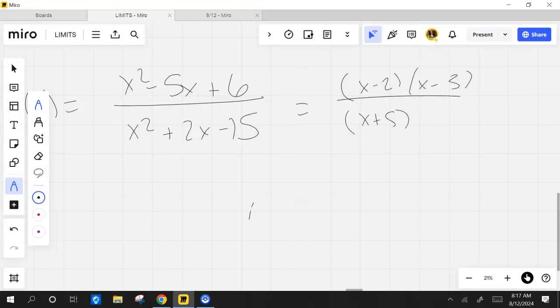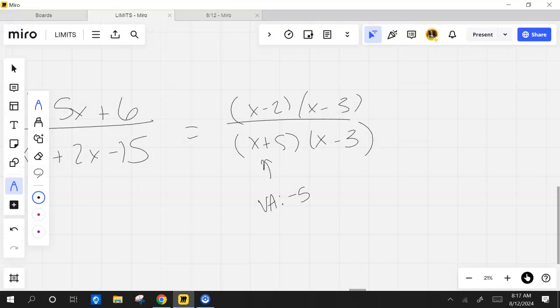The point of this is, do you understand the difference in a hole and a vertical asymptote? Here there's a hole at 3, but there's a vertical asymptote where? Negative 5. Okay, so if it cancels top and bottom, that's a hole. Then you take what's left in the bottom and set it to 0, and that's your vertical asymptote.